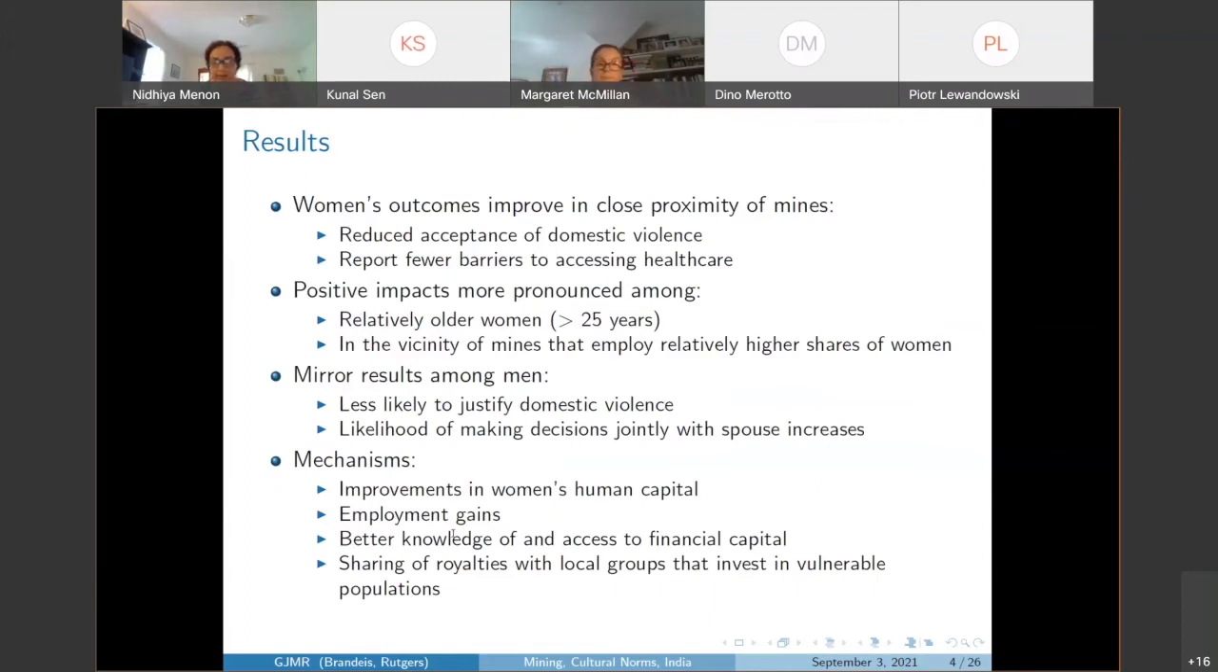These impacts are especially felt among the older women. And when we say older, this is above 25 years of age. We look at different age benchmarks, and this is where the effects are most pronounced. There are mirror results among men, so they are less likely to justify domestic violence. And mechanisms, I've already mentioned some. I'm going to show you some of the royalty results as we go along.